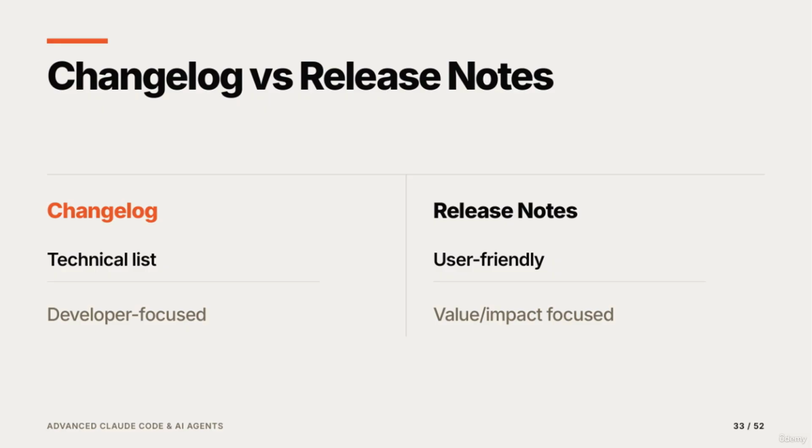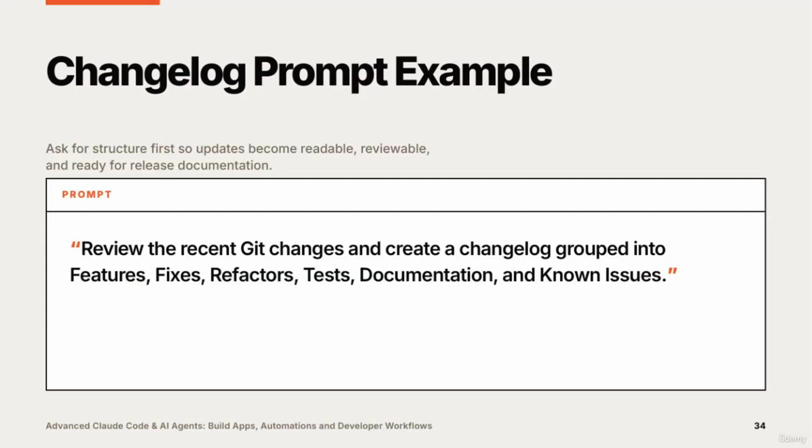On the other hand, release notes are designed to be more user-friendly. They focus on the value and impact of the changes from the end user's perspective. Instead of just listing changes, release notes explain how those changes benefit the user, highlight new features, and sometimes include instructions or important information. This helps users understand why the update matters to them and how it improves their experience. Understanding this distinction is crucial when communicating updates effectively to different audiences, whether you're addressing your development team or your customers.